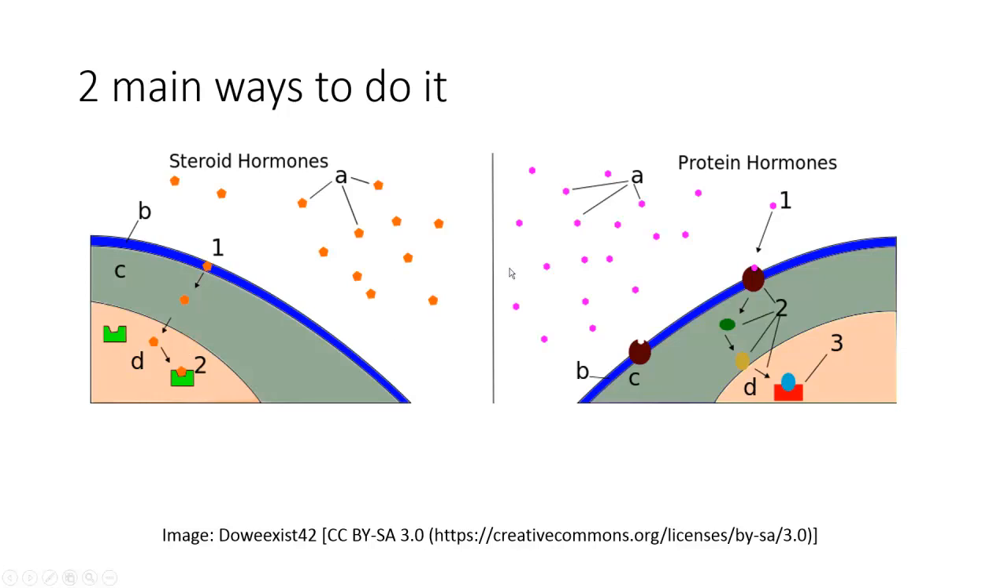But hydrophilic signaling molecules, hydrophilic ligands like these protein hormones, can't get through the plasma membrane because they're hydrophilic, and that hydrophobic barrier of the plasma membrane prevents it.